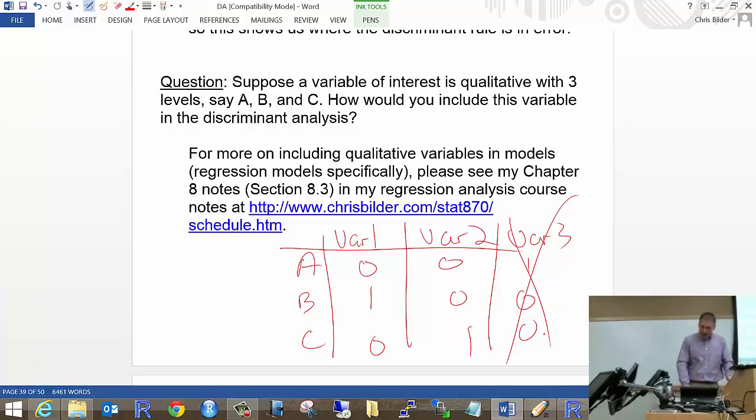Okay. Unfortunately, we did not get as far as I wanted to. We will just have to continue with discriminant analysis next time. And I guess that's it for today.